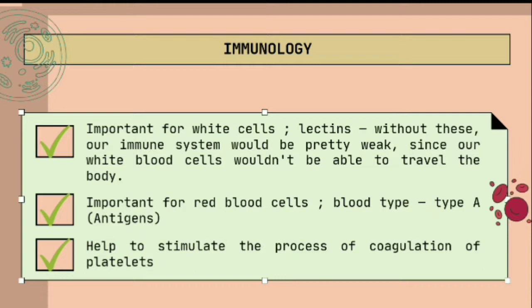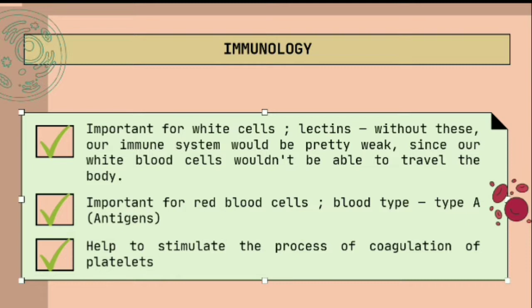Glycoproteins have an important role for white cells, because white cells roll along our blood vessels looking for potential invaders, and the way they attach to the blood vessel lining is through glycoproteins called lectins. So basically, if you are a person who lacks lectins, it is expected that your immune system would be pretty weak, since your white blood cells wouldn't be able to travel the body.